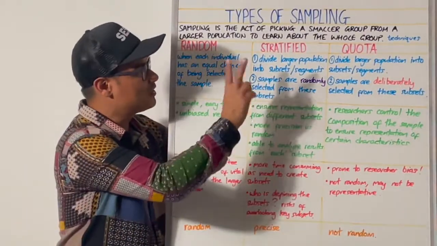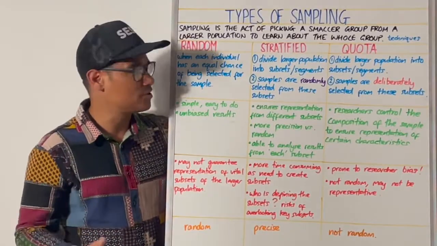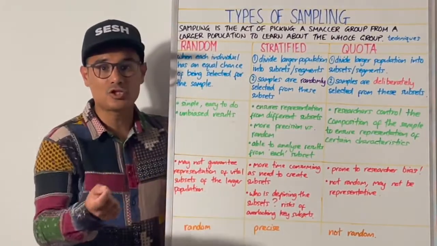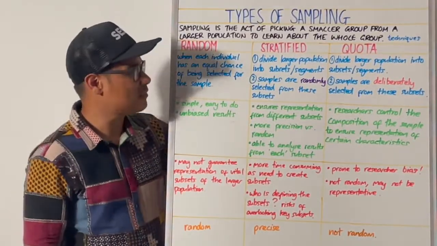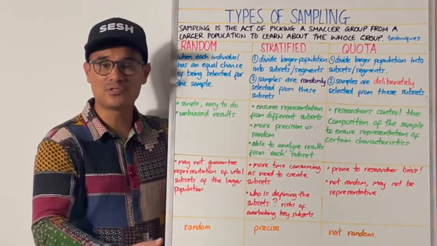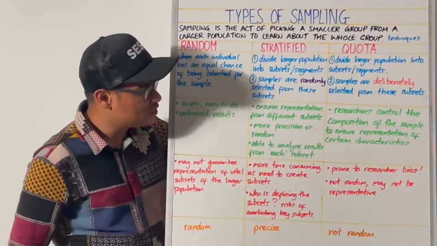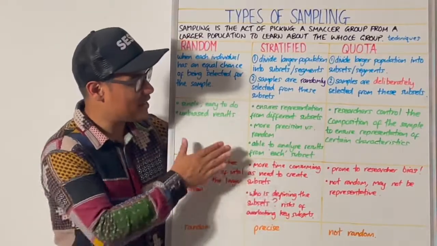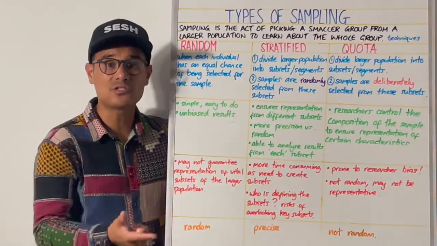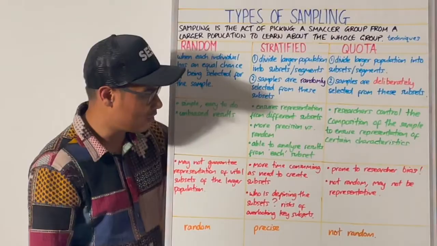Stratified sampling has two steps. Step 1 is to divide the larger population into subsets or segments. Step 2 is that samples are randomly selected from each of these subsets or segments. That will ensure you have representation from each of the subsets that you feel are vitally important to your sample. It gives you more precision versus random sampling, and you're able to analyse results from each of those pots, each of those subsets. That might give you even more useful information.